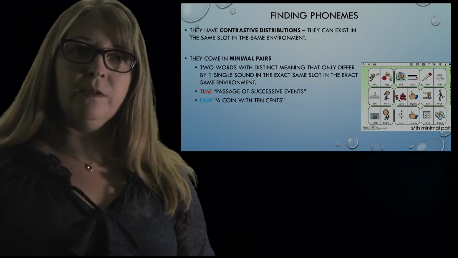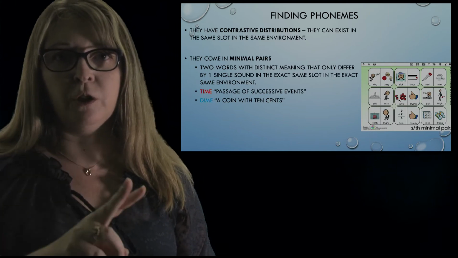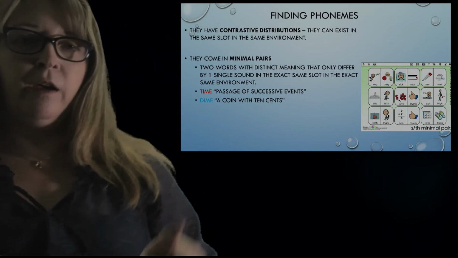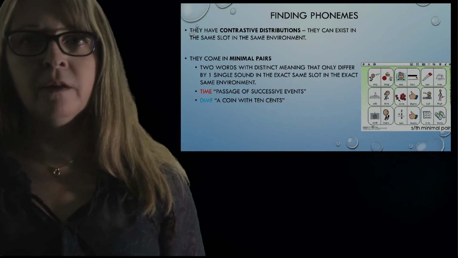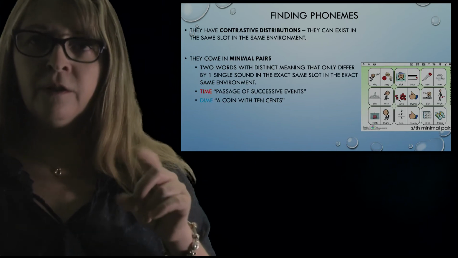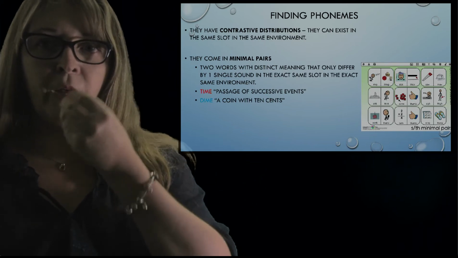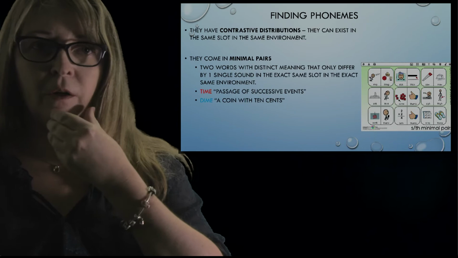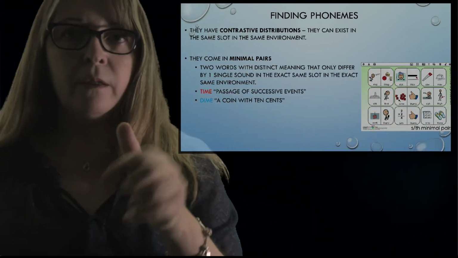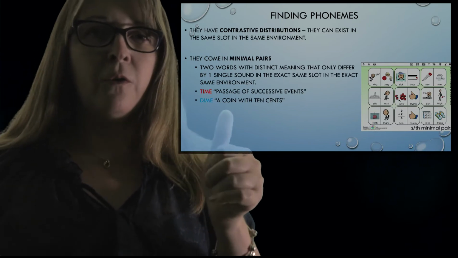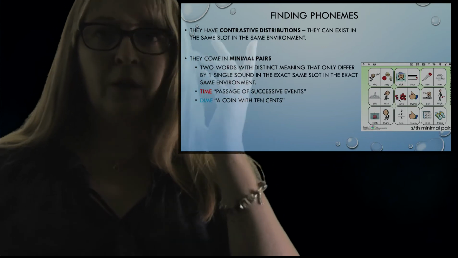Minimal pairs are two words with distinct meaning that only differ by one single sound, like sheep and cheap. We have this example of time versus dime. T, d, t voiceless, d voiced. Produced in the same area, right? There's another one here, thumb and sum. So thumb, you don't even pronounce the B, that's not even really there.